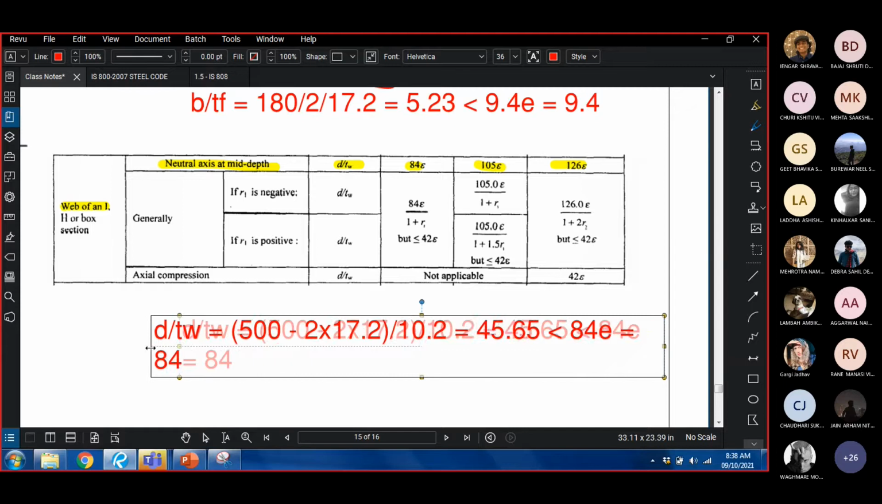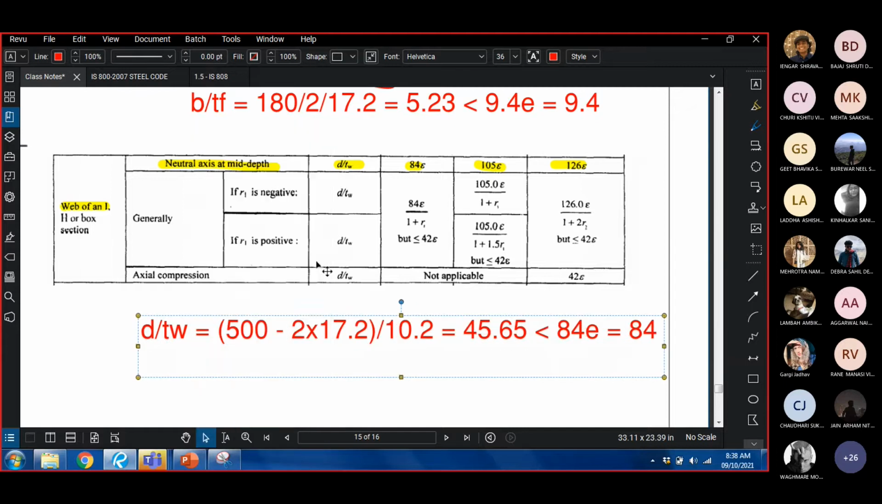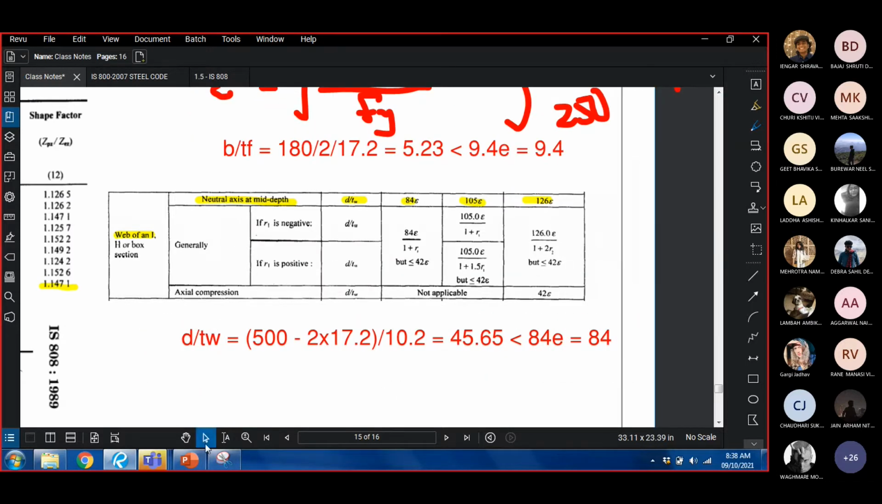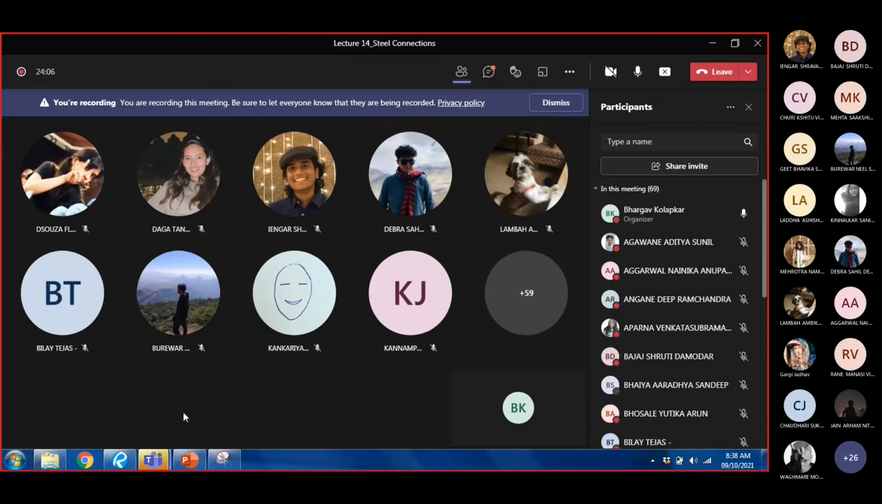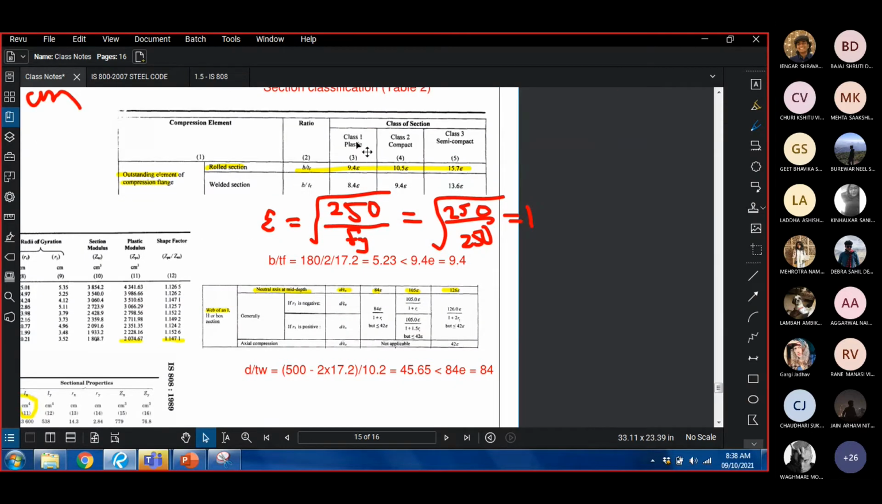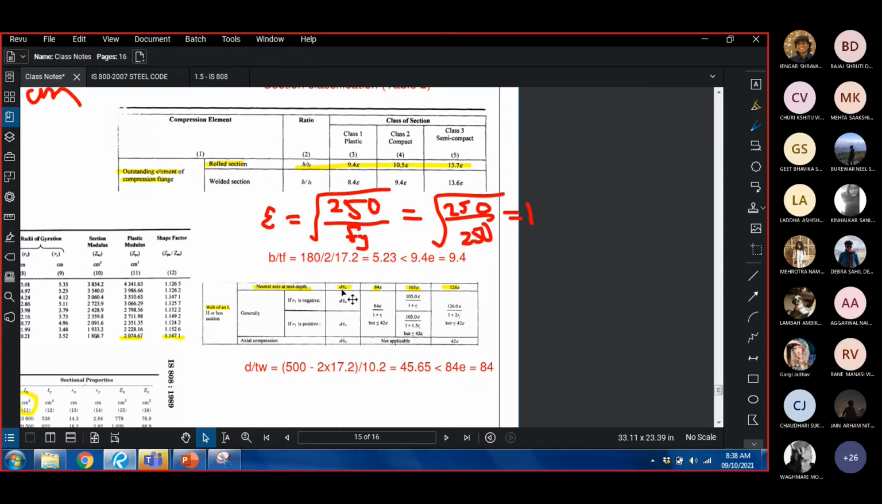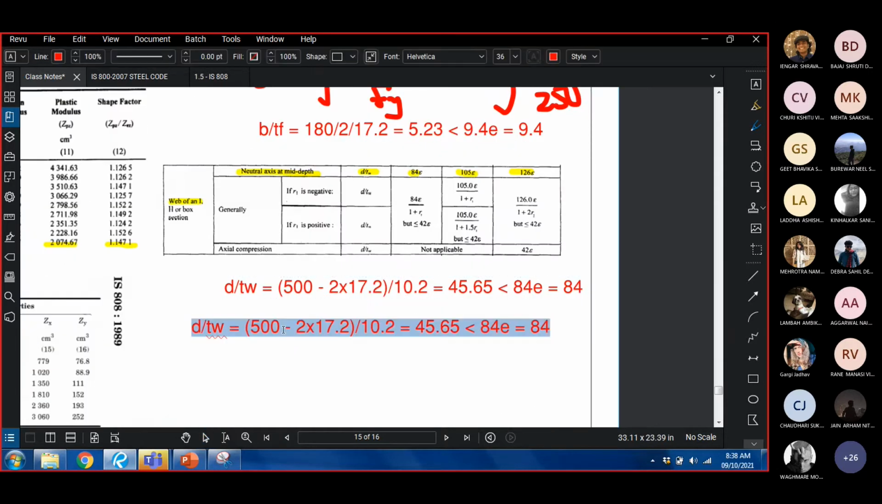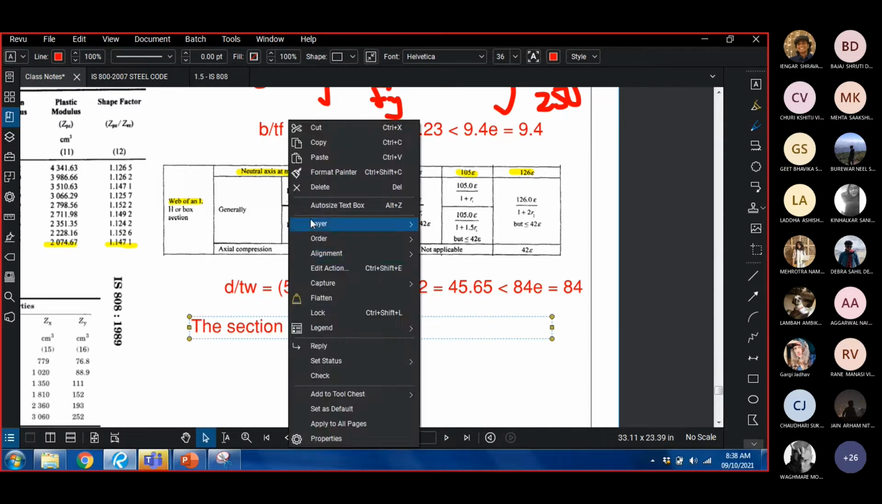Therefore, what can we infer from this? The section is plastic. In both these cases, we see that we satisfy the criteria for plastic sections, and therefore we infer that the section is plastic, and this is what we had assumed in the start. So our assumption is correct.